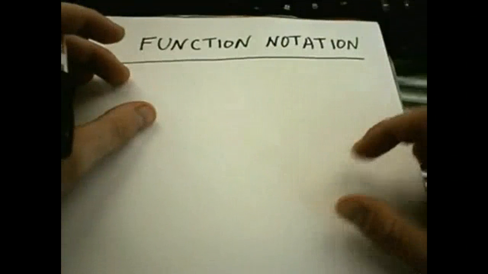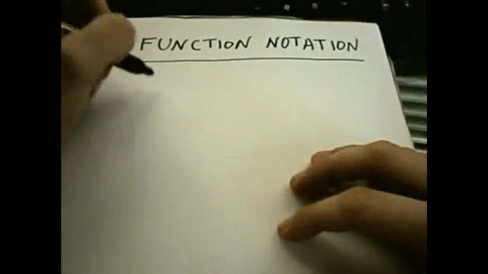Here we go, last one. 8.7 function notation. We're going to talk about function notation.